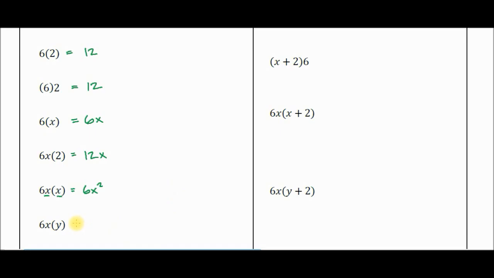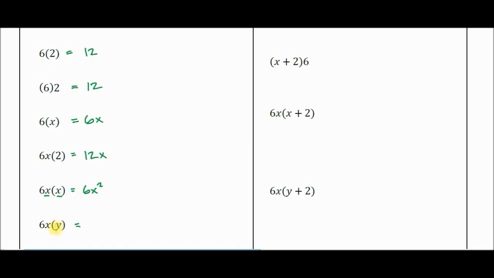All right, and the last one, 6x times y. Now notice we have one constant here, one coefficient, that doesn't combine with anything in the parentheses. The x variable doesn't have an x variable in the parentheses, so it can't be multiplied there.